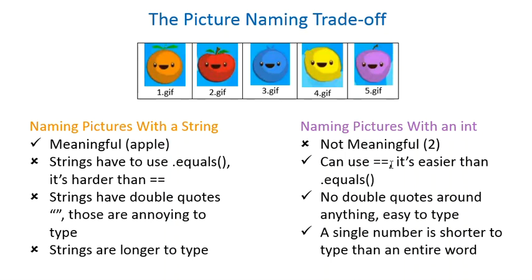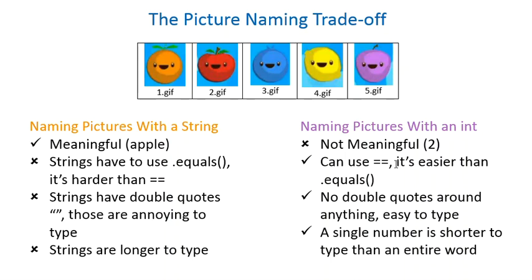But I can use equals equals, and that's a really easy way to test if two things are equal. I don't have to put in all those annoying quotes. I just type in a 2. And the single number, 2, is going to be way shorter than typing out apple. So I have this situation where I either get picture names that are really meaningful or picture names that are really easy to work with.